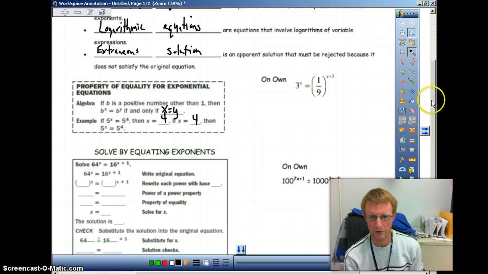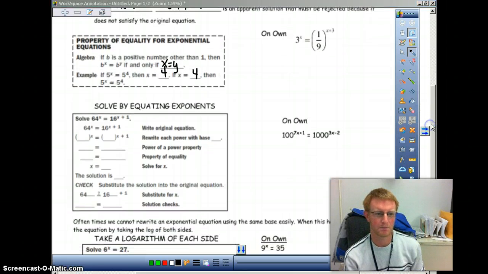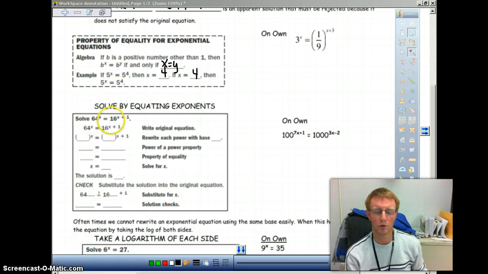Okay, so let's go through this. Basically, what we're going to be doing is this. We need our bases to be the same. That way, if our bases are the same, then all we have to do is set our exponents equal to each other, and we can solve. So in this problem right here, we have 64 and 16. What we're looking for is a common base that we can create out of those. And this is going to be the most difficult part for you guys because you've really struggled with breaking down numbers into a series of exponents.